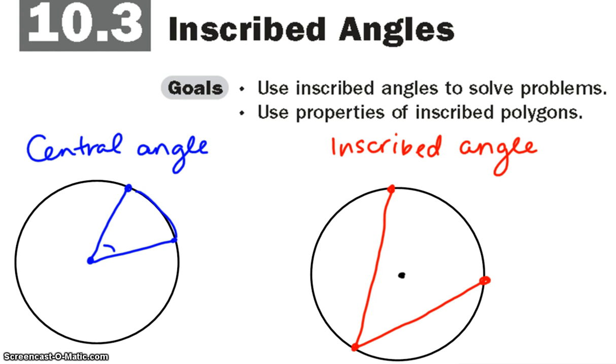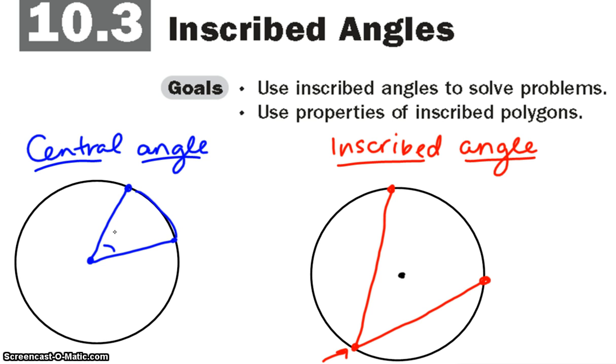So as a refresher, you remember that we talked about central angles. Central angles have a vertex that sits on the center of the circle. So this angle here is the central angle, and it makes this arc here. Now, today what we're talking about is the inscribed angle. Inscribed angle means that the vertex sits on the circle right here rather than on the center.